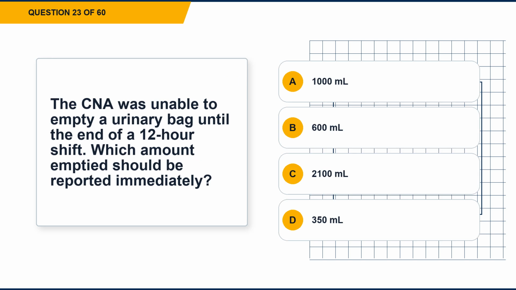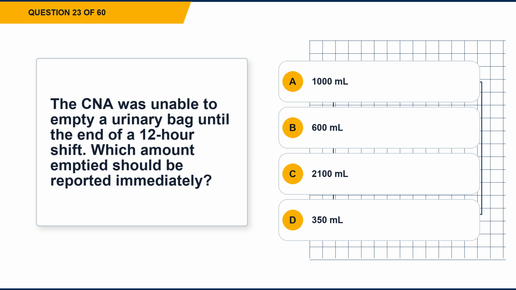Question 23. The CNA was unable to empty a urinary bag until the end of a 12-hour shift. Which amount emptied should be reported immediately? Option A, 1,000 milliliters. Option B, 600 milliliters. Option C, 2,100 milliliters. Option D, 350 milliliters.